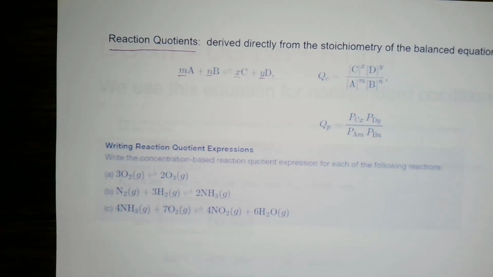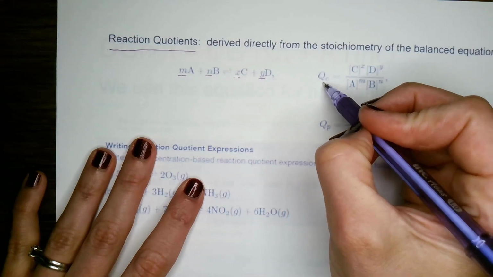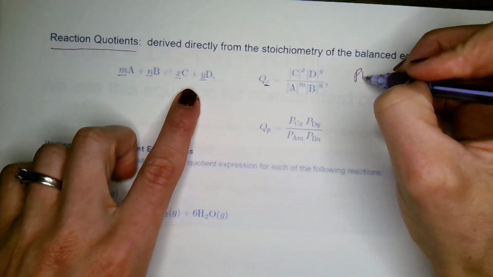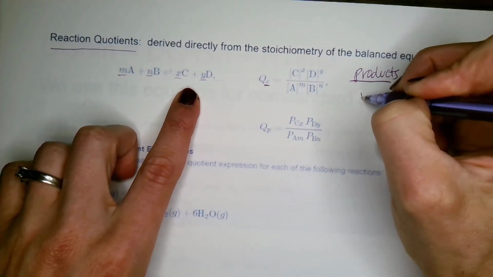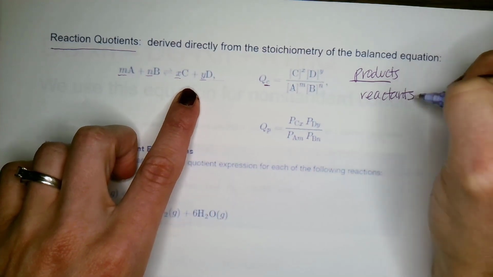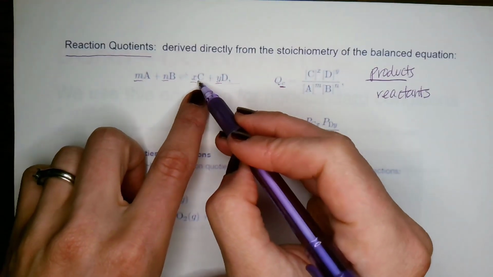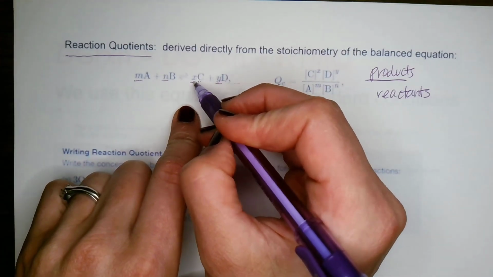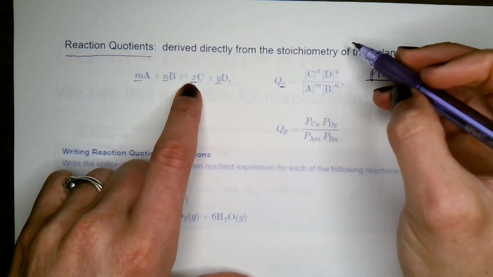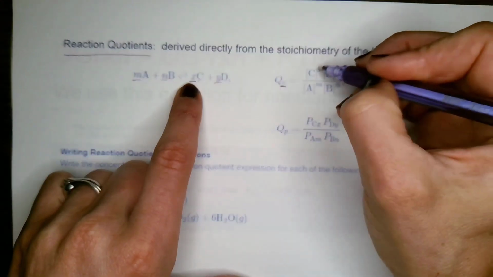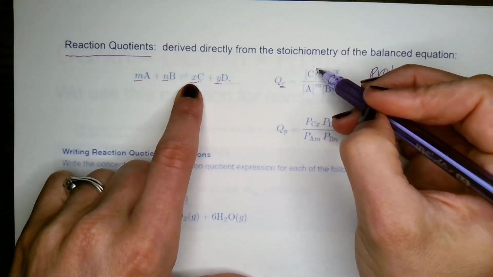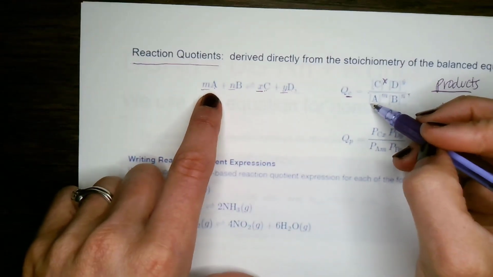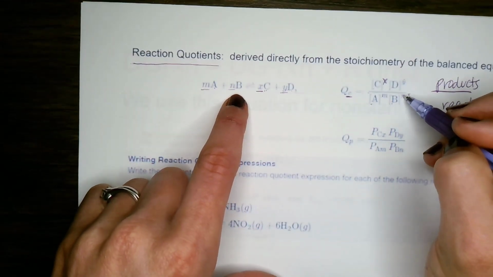So a reaction quotient is written as simply, if we're looking at the concentration, products over reactants, and we take our products, C and D, and they're raised to the power of whatever that coefficient is. So C to the x, D to the y, over A to the m, and B to the n.